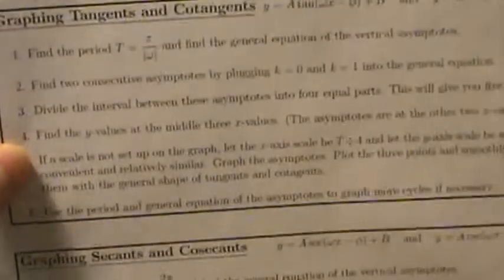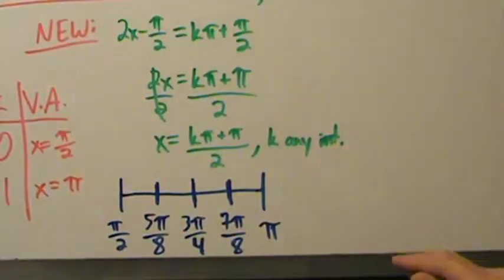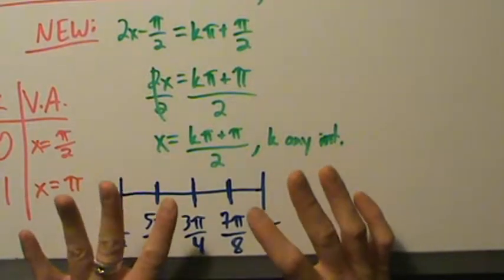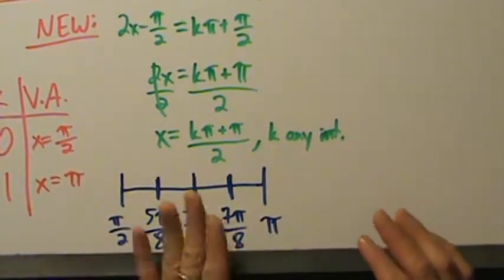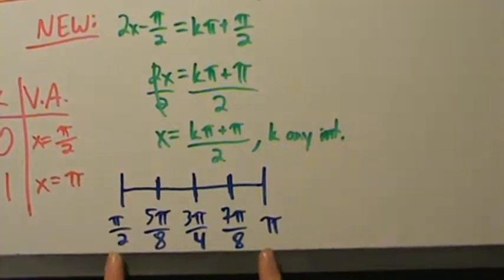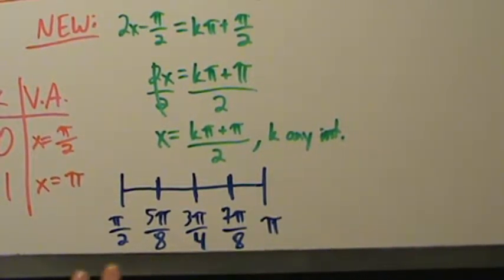For step 4, find the y values at the middle 3 x values, because remember the asymptotes are at the other 2 x values. It's still pretty similar to what we were doing with sines and cosines, but with sines and cosines we found the y values at all 5 points. We can't do that here because we have vertical asymptotes at x equals pi over 2 and x equals pi. But we can evaluate the function at these 3 points here, which is exactly what we're going to do.